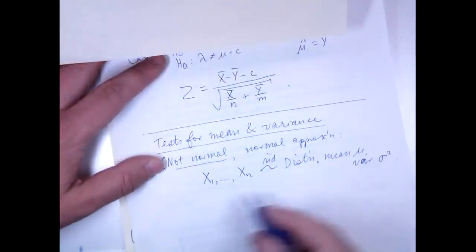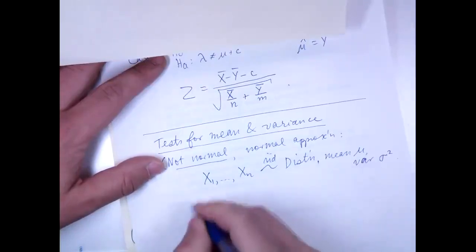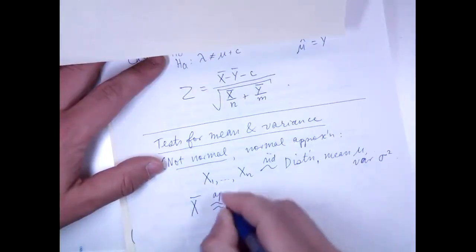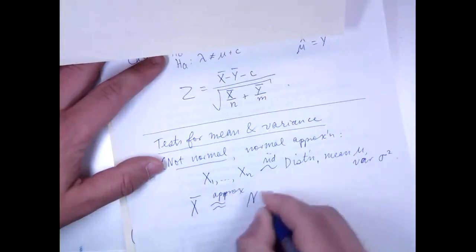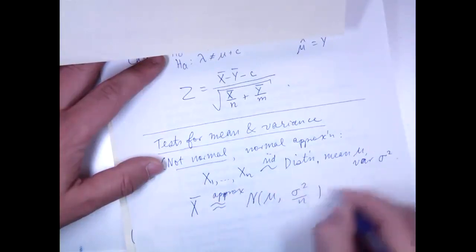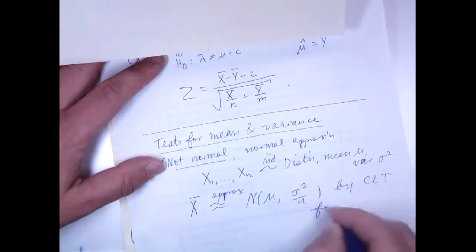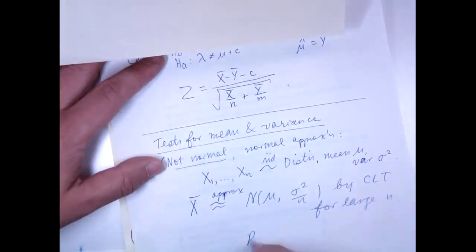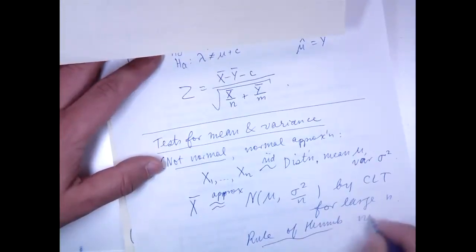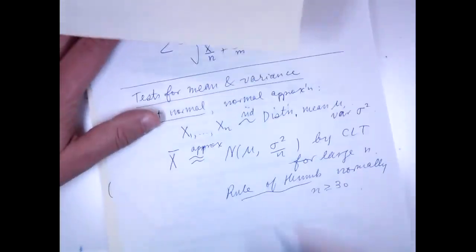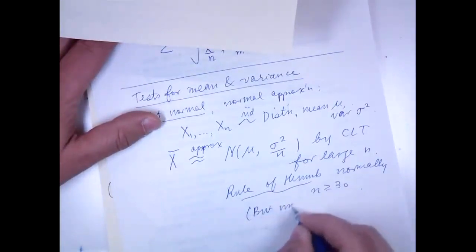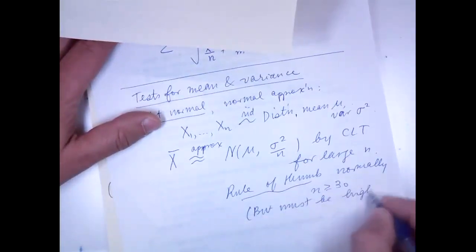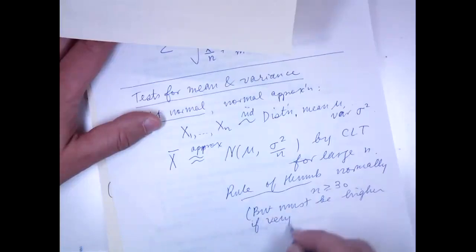So normal approximation: x bar is approximately normal with mean mu and variance sigma squared over n by the central limit theorem for large n. Okay, I should give the rule of thumb normally for that. Normally we say it could be 25 or so, let's say n at least 30, different sources say this, but it must be higher if very skewed, or heavy-tailed, but if it's very heavy-tailed, it's often skewed.